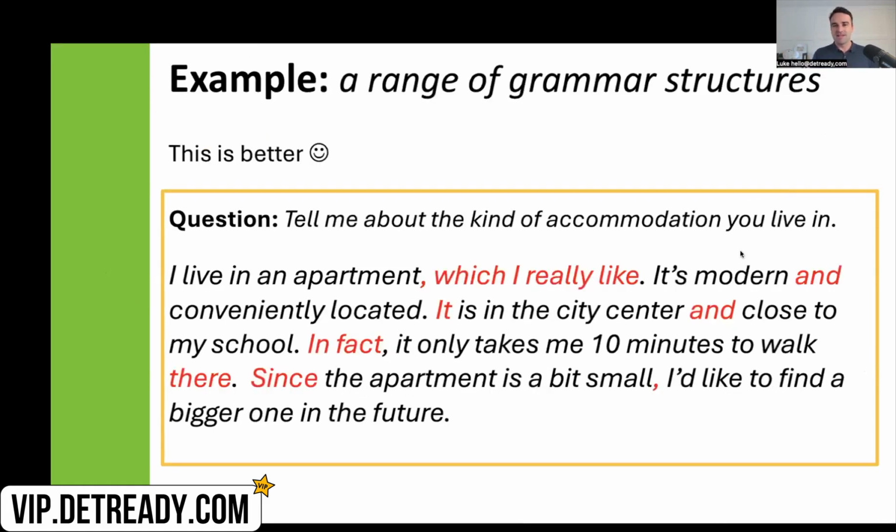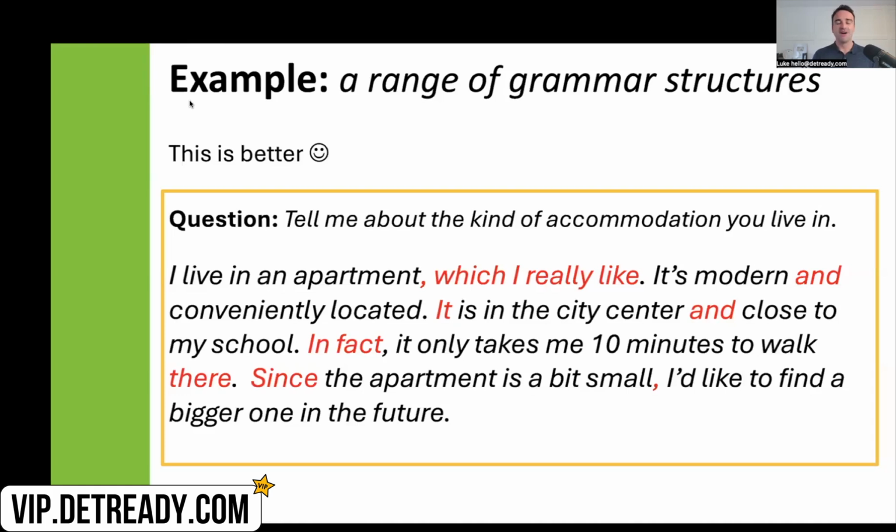So let's make it better. So this is my example. I live in an apartment which I really like. It's modern and conveniently located. It is in the city center and close to my school. In fact, it only takes me 10 minutes to walk there. Since the apartment is a bit small, I'd like to find a bigger one in the future. Is this better?